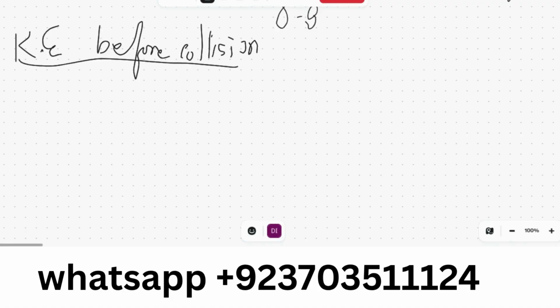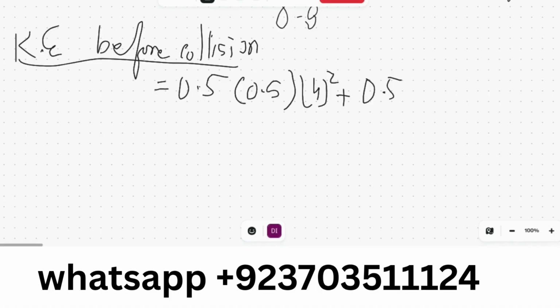Kinetic energy before collision is simply half mv squared. So that is 0.5 into 0.5 into 4 squared, plus half again into 0.8 into 2 squared. So that will give us 5.6 joules if we simplify it.